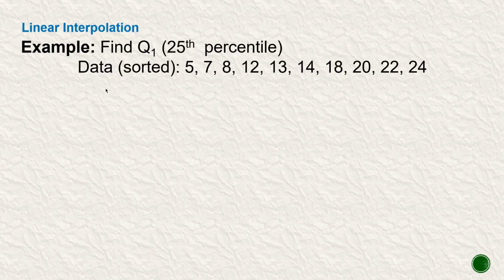So first thing we need to consider is that the data should be arranged or sorted from the smallest to the highest. Like in this case, it's already sorted, so we don't need to rearrange this one. We will be using the same formula as what we did for the percentile, and the method that we will be using here is again linear interpolation.